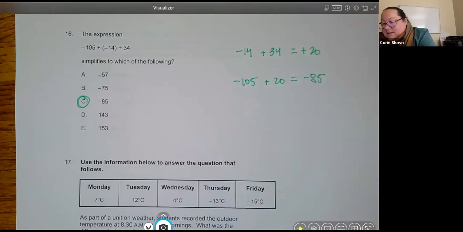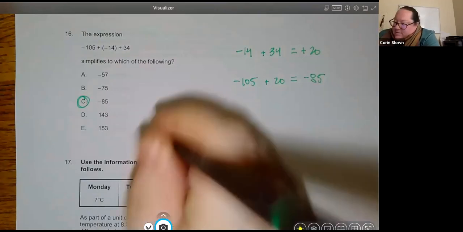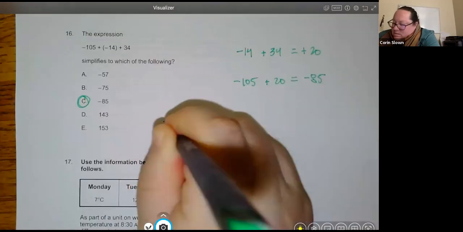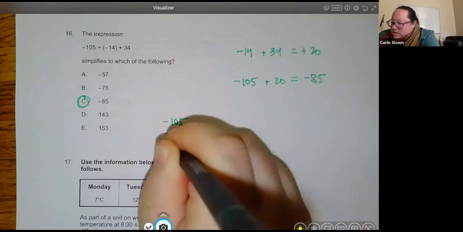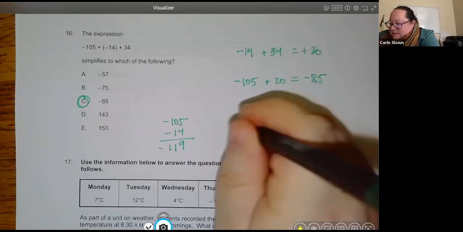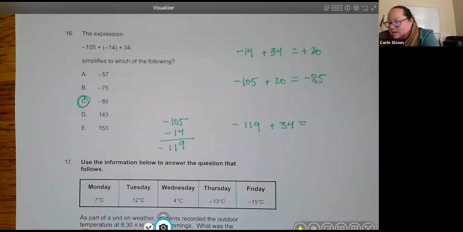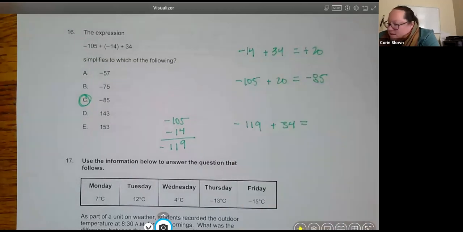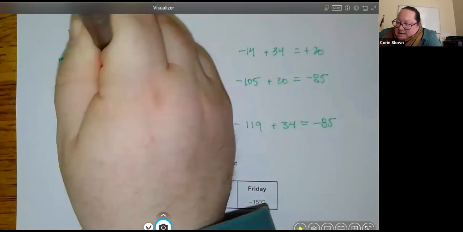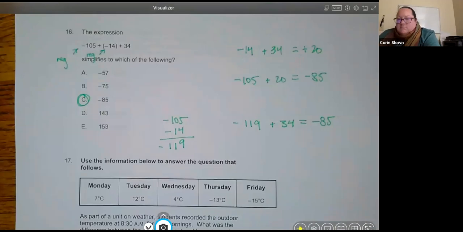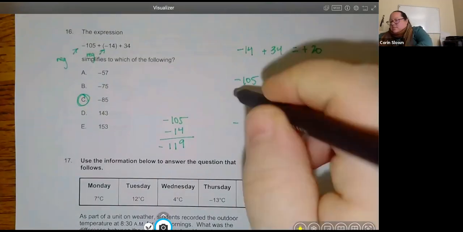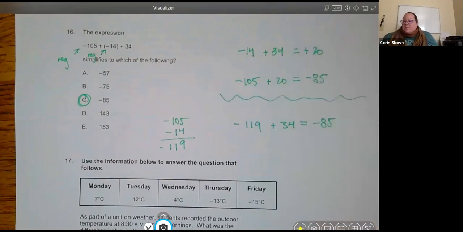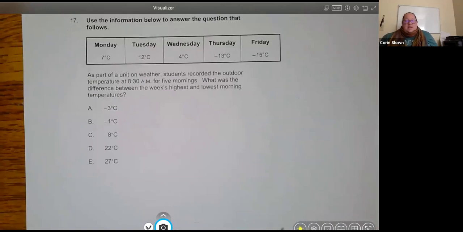But there are other ways that you could have done this problem. So for example, you could have combined -105 and -14, that would have given you negative 119. And negative 119 plus 34, you could have done that math. But this one makes a little bit more sense to me, but either one would still get you to 85 or negative 85. Most important thing is to make sure that you are paying attention to your signs. So this is your negative sign. This is a negative sign, and then 34 would be positive. So a couple of different approaches, pick the one that you think would work best for you. Okay, let's take a look at 17.